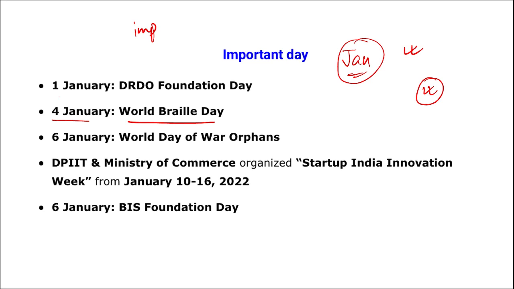So let's start. 1st of January, it is observed as DRDO Foundation Day. Mark this, important. Second, then 4th of January, we observe World Braille Day. When is your World Braille Day? This has been asked multiple times in your previous exams.